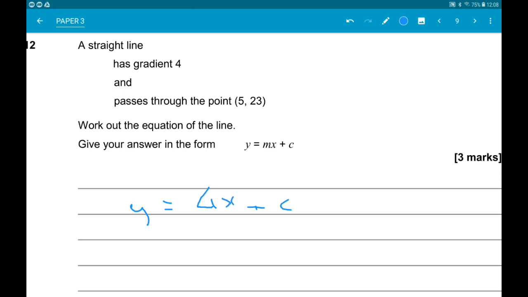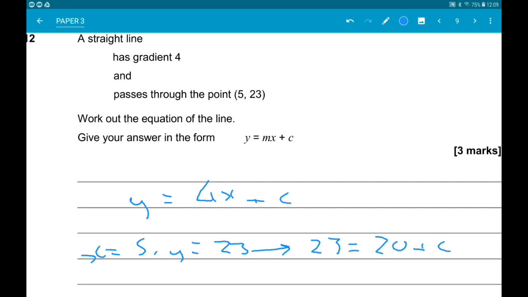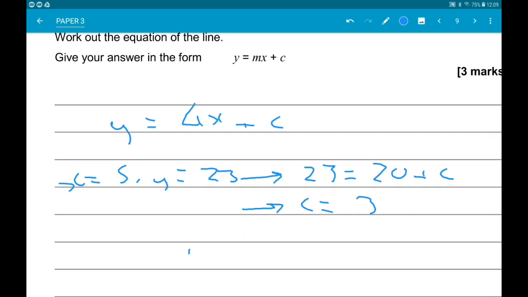Now to find c, we substitute in the coordinates that we know lie on the line. So when x is 5, y is 23. So we get 23 is equal to 4 times 5, which is 20, add c, therefore c is 3, and the equation of the line is y equals 4x add 3.